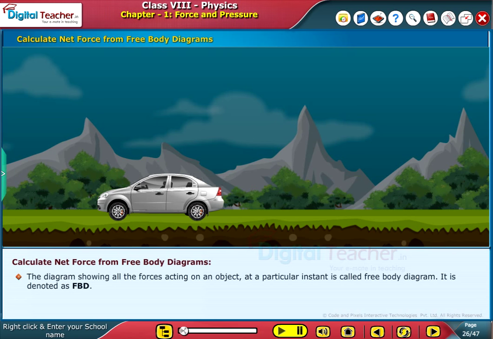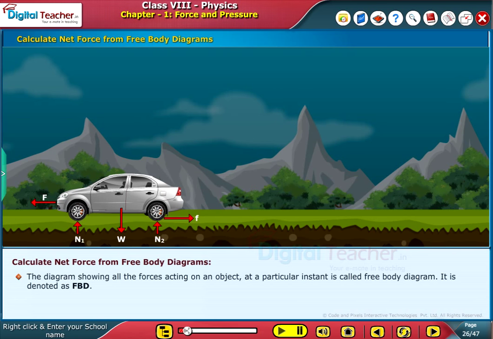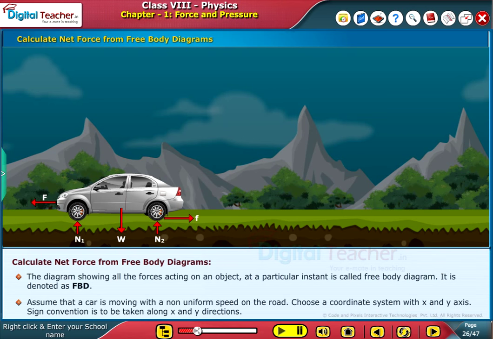The diagram showing all the forces acting on an object at a particular instant is called the free body diagram. It is denoted as FBD. Assume that a car is moving with a non-uniform speed on the road. Choose a coordinate system with X and Y axis. Sign convention is to be taken along X and Y directions.